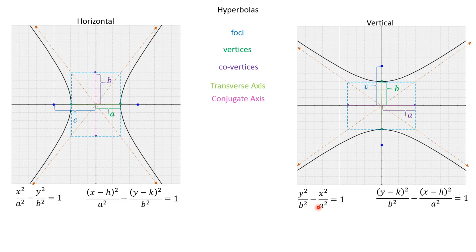So we have these equations that are the same for both horizontal and vertical. The one that deals with the focus, a squared plus b squared equals c squared, and the asymptote equations. If it's centered at 0, 0, y equals plus or minus b over a times x. b is underneath the y, a is underneath the x, makes our slope, y over x.